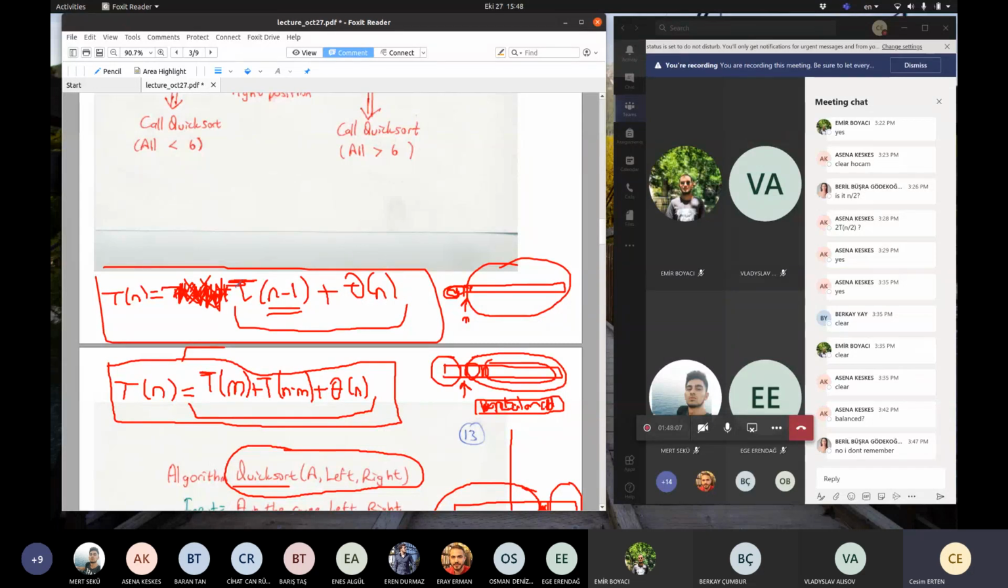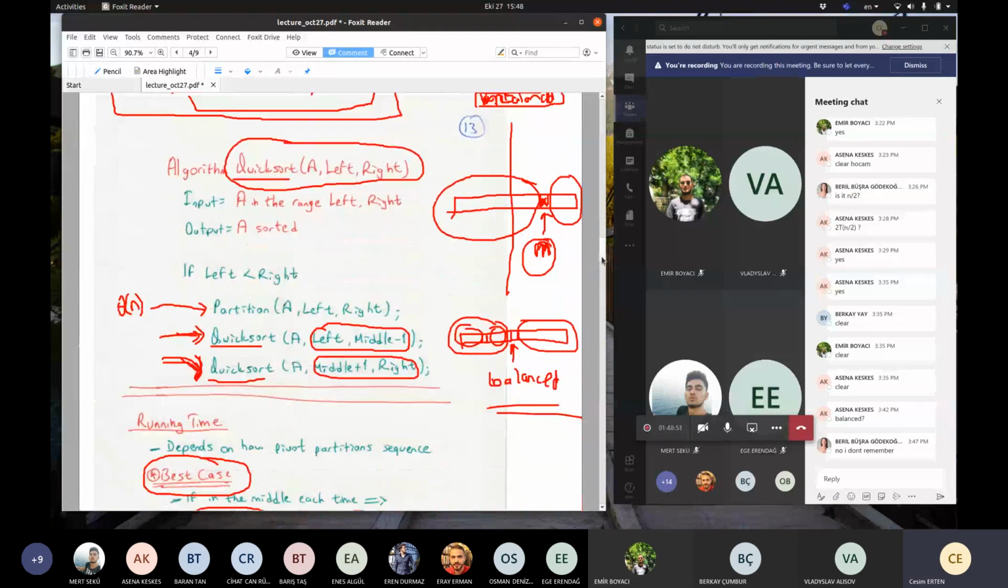Remember that this was the recurrence relation that we wrote down to describe the running time for the worst case analysis of insertion sort. And if you try to guess a bound for T(n) using expansions, which is similar to a recursion tree, you will see that T(n) is in this case theta of n squared, which was also the worst case running time of insertion sort.